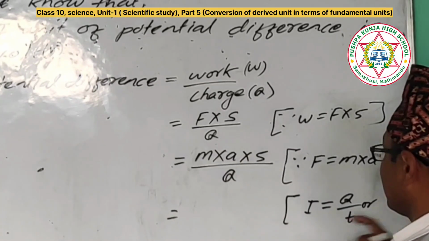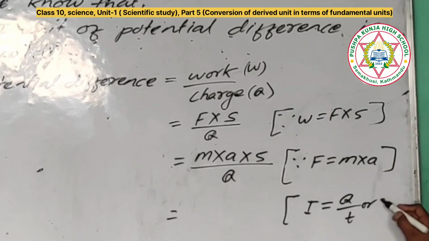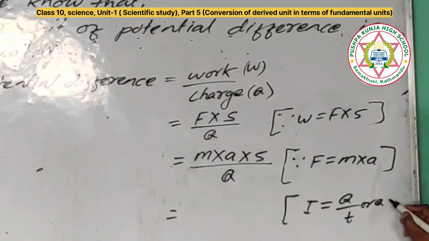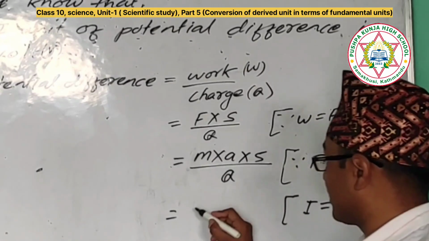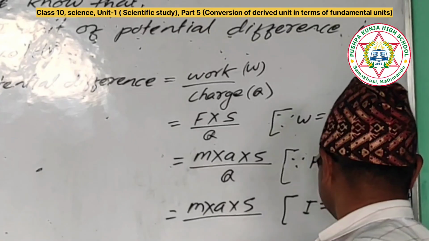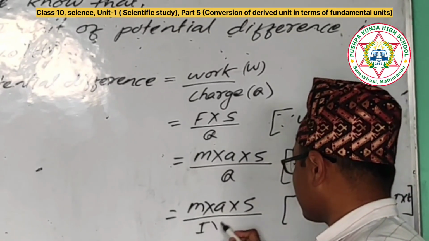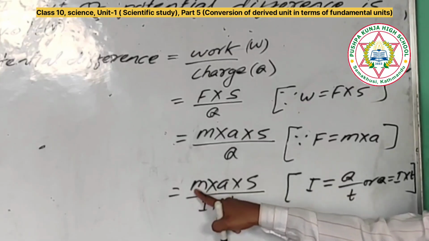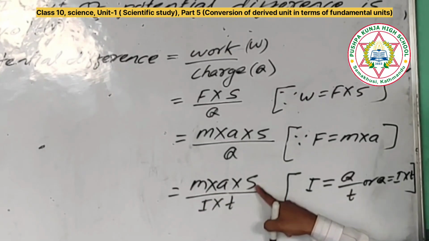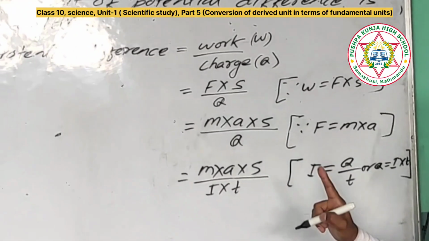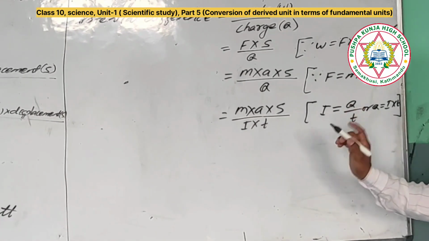If this is so, what is the formula of Q? Q is equal to I into T. What is the formula of Q? I into T. Right? Now replace it. M into A into S divided by I into T. Alright. So what is the unit of mass, acceleration, displacement, current, time? Did you all get it?